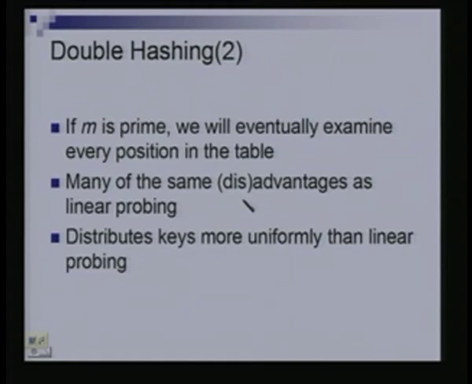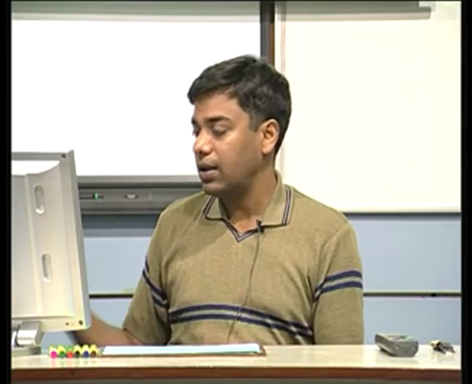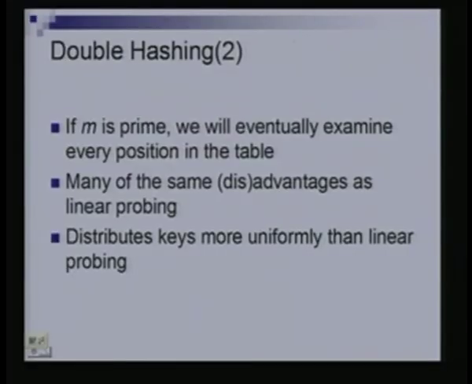This has some of the same advantages and disadvantages as linear probing. One, it distributes keys more uniformly because now you don't form those clusters anymore. Those clusters were getting formed because you were just going one step at a time. Now, if for some key you are going maybe 7 steps ahead, and for some other key 13 steps ahead, some other key 2 steps ahead, then these clusters are not getting formed anymore, right? And that makes the performance better.